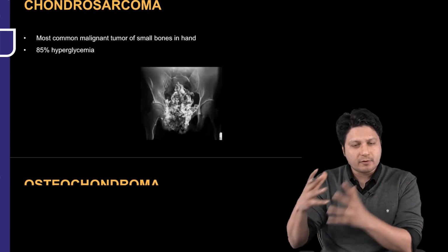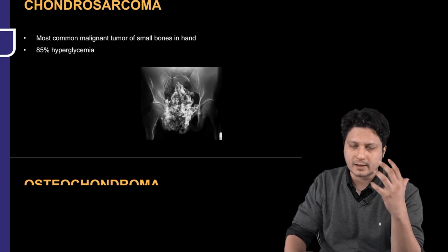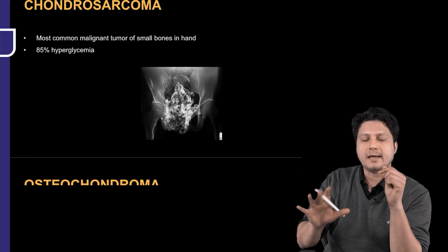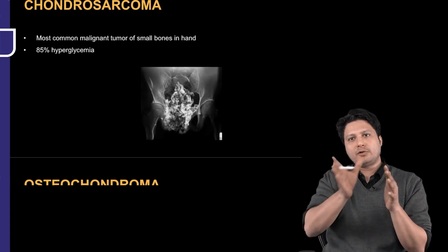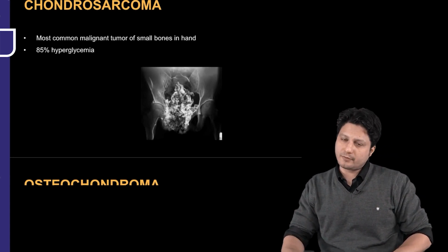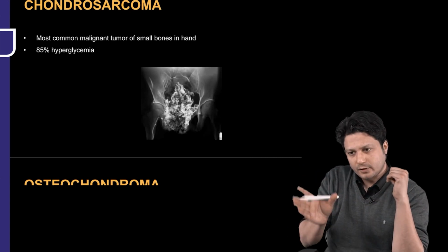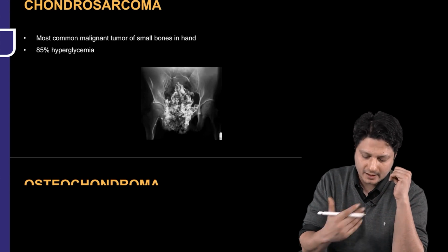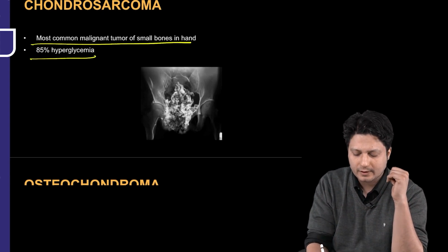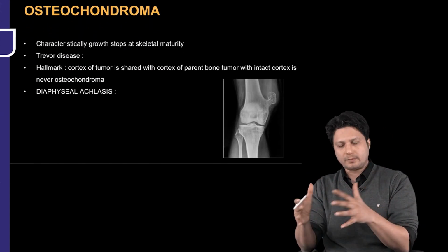Although it is a very rare phenomenon, out of all the malignant tumors, chondrosarcoma is the most common malignant tumor for small bones in hand. Next, this is the kind of tumor which leads to hyperglycemia. Means 85% of the cases suffering from chondrosarcoma are also found to have hyperglycemia. So this is a tumor which is associated with hyperglycemia in 85% of the cases. These are the 2 facts that you have to remember for that particular tumor.